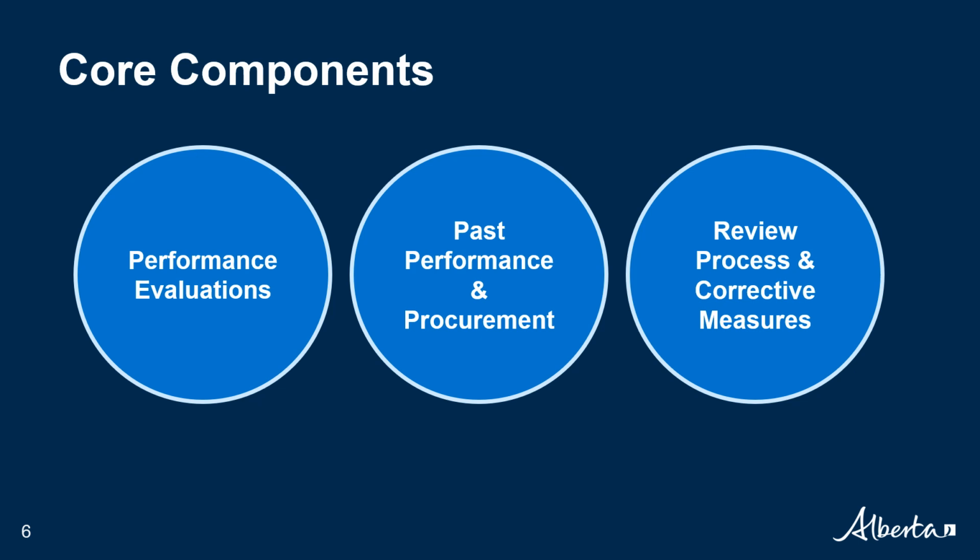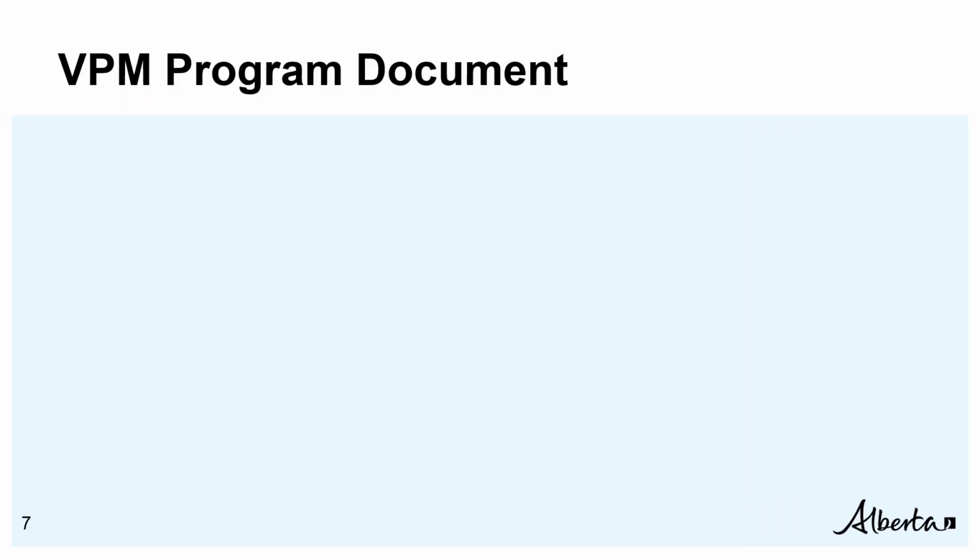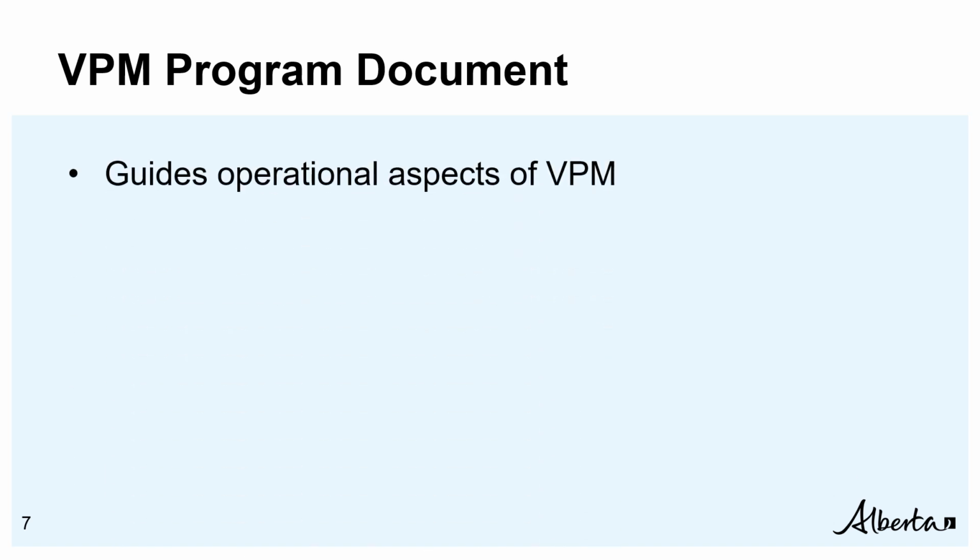When a vendor's performance is evaluated and considered inadequate, the corrective measures process is triggered and requires vendors to complete a corrective action plan. If the vendor continues to underperform on the same contract, they are at risk of receiving a suspension from bidding on Alberta infrastructure contracts. The corrective measures process is covered more in Module 6. The Vendor Performance Management Program is administered as per the terms set out in the VPM program document, which guides the operational aspects of the program, including responsibilities, functions, processes, timelines, and definitions.